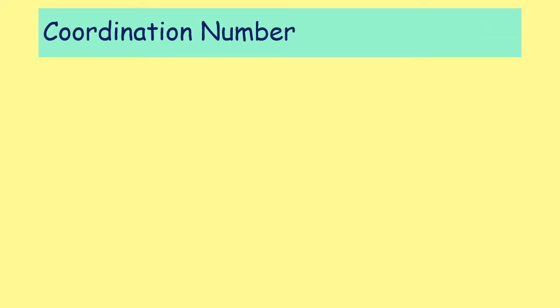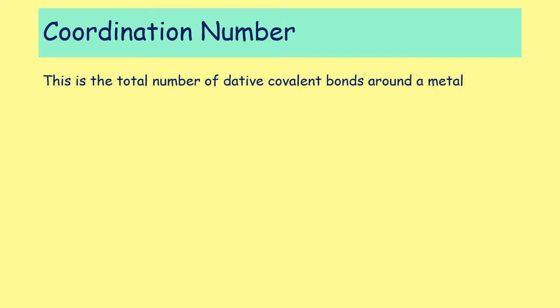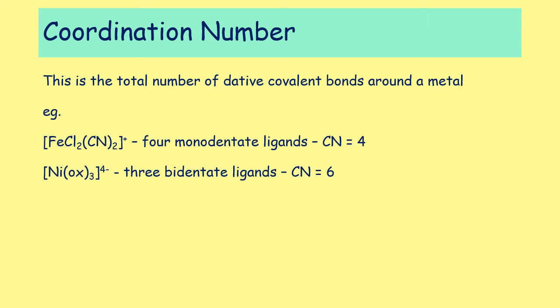Now, coordination number, this is related to denticity. Denticity was a way of describing the ligands. Coordination number is a way of describing the metal. It's basically how many dative covalent bonds are around a metal, and it is going to be the sum of all the denticities of the ligands around it. So in that first example, we have iron with 2 chlorides and 2 cyanide groups around it. Chloride and cyanide are all monodentate, so the coordination number, Cn, is 4.